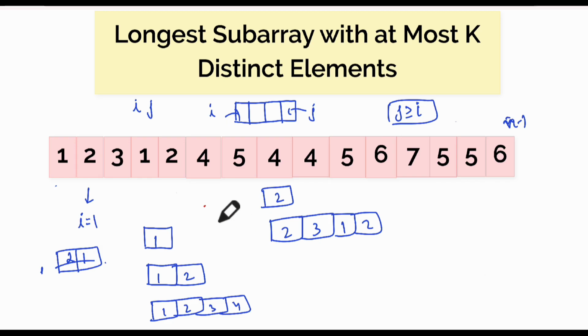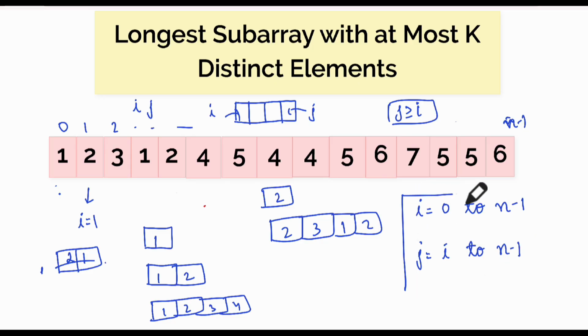Similarly, i will vary from 0 till the end point, and j will also vary. So i will vary from 0 to index n minus 1. This is very important to know. Let's say this is 0, 1, 2 up to n minus 1. So i can vary from here to here, and j will always start from i. j cannot start before i. So j will vary from i to n minus 1. This is very important to know. And using these two pointers, I'm going to generate all the possible subarrays present in this array. So let's move towards solving that part.